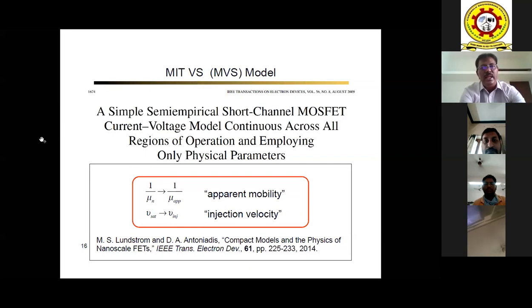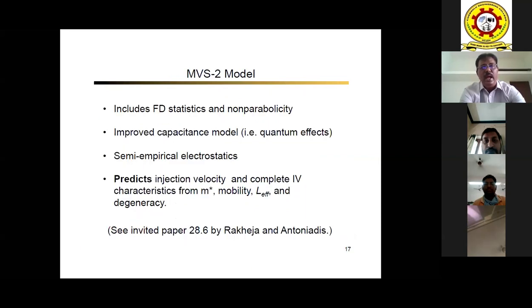And it's actually freeware, you can download that. And now they even have a third version, the MVS 3 model, available. This includes Fermi-Dirac statistics and non-parabolicity, and quasi-quantum mechanical models are incorporated. As I said, simple drift-diffusion models have become obsolete now. People are moving towards either quasi-quantum models or complete quantum models.